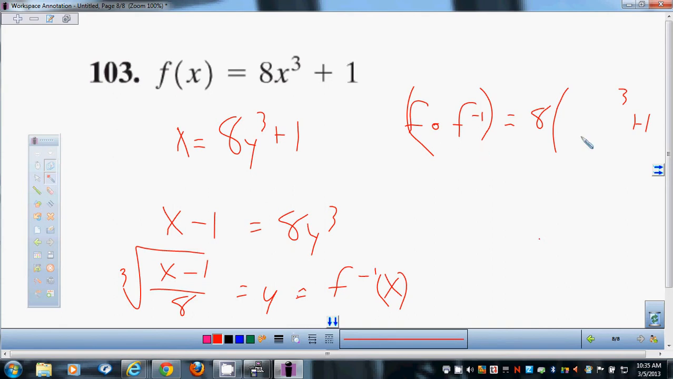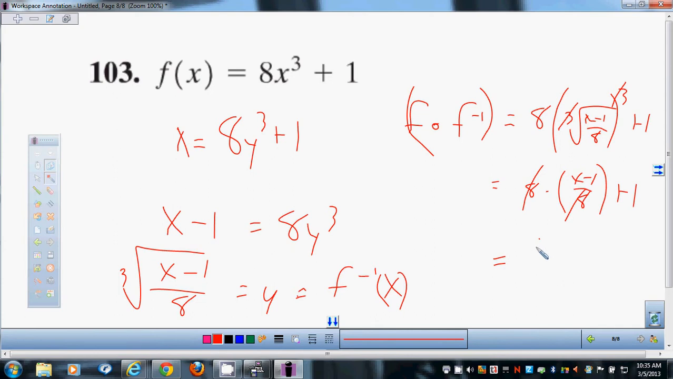So the cube and the cube root are going to cancel, leaving you with 8 times x minus 1 over 8, plus 1. The 8's are going to cancel. You're going to be left with x minus 1 plus 1, and what's going to happen? x minus 1 plus 1 cancel also, and you're left with x. So yes, they are indeed inverses.